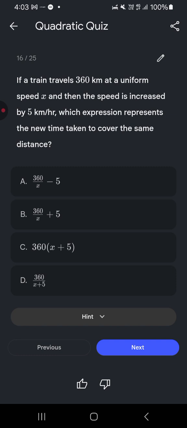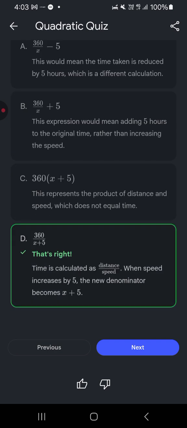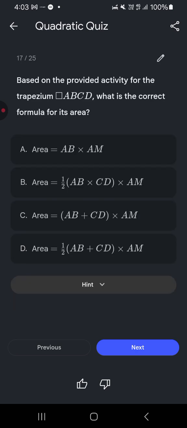If a train travels 360 kilometers at a uniform speed x and then the speed is increased by 5 kilometers per hour, which expression represents the new time taken to cover the same distance? The correct option is D. Time is calculated as distance upon speed. When speed is increased by 5, the new denominator becomes x plus 5.